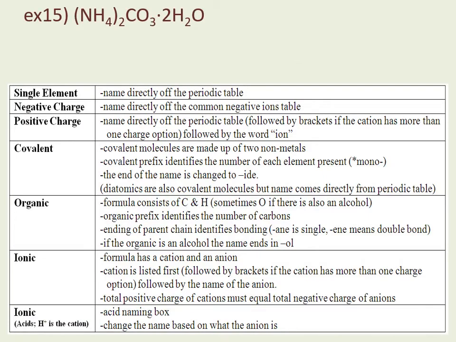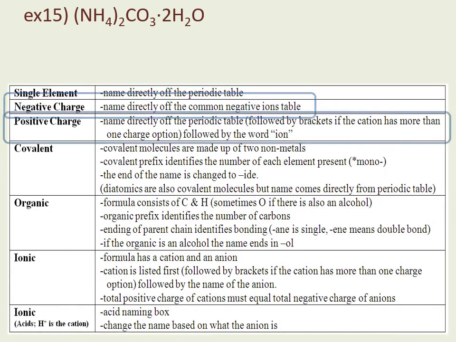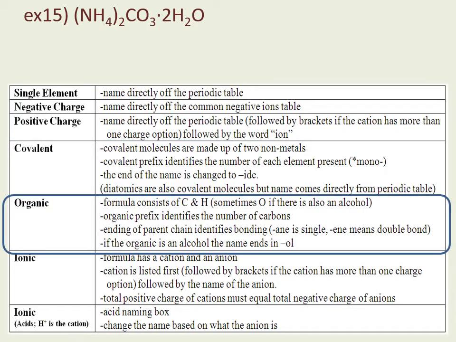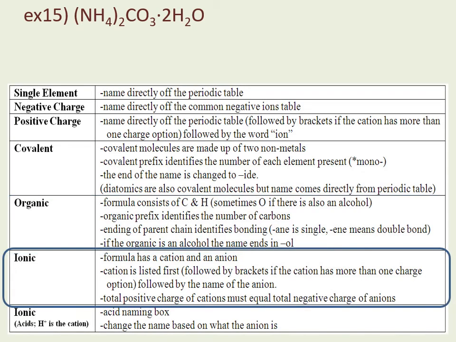Example 15, (NH4)2CO3·2H2O. Definitely not a single element. I don't have a negative charge or a positive charge. Definitely not covalent because we have way more than 2 elements. Organic, well, it does have carbon, but we have a lot more than carbon, hydrogen, and oxygen there, which is the extent of the organic molecules we will be dealing with in this course. Ionic, it has to be. And it's not an acid because it's not H plus mixed with a negative. We got a lot more going on there.